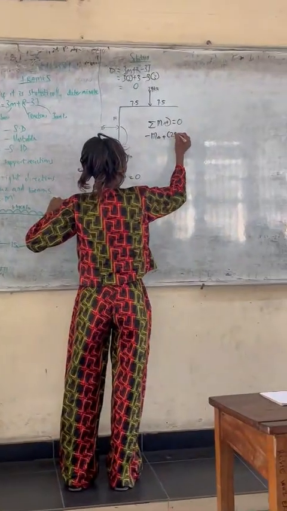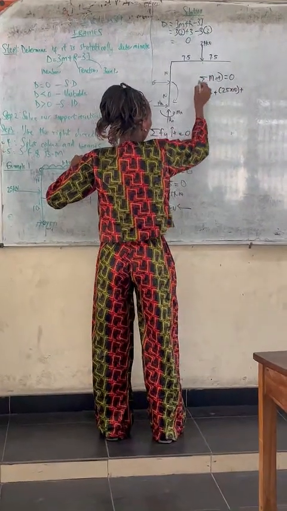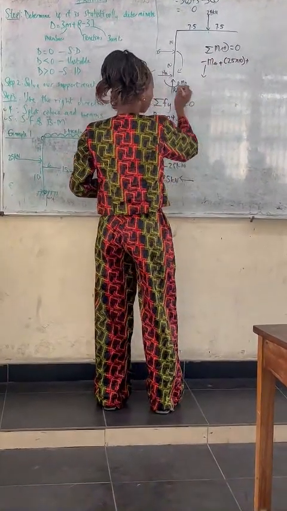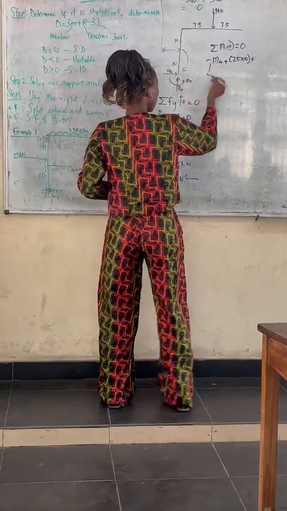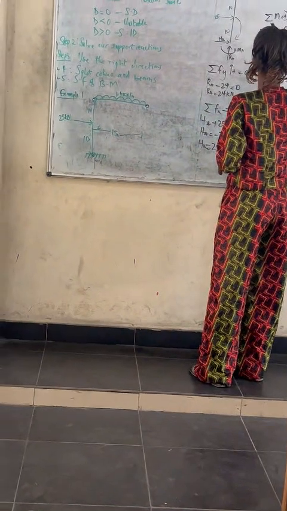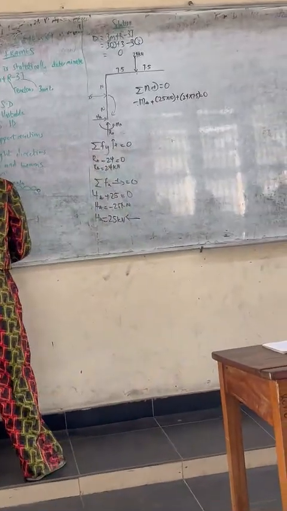We have 25 times 10 plus 24 is clockwise. Just assume that the 24 is here, it's coming towards A here. That's going to give us what? 24 times 7.5 equals 0. This is 7.8.